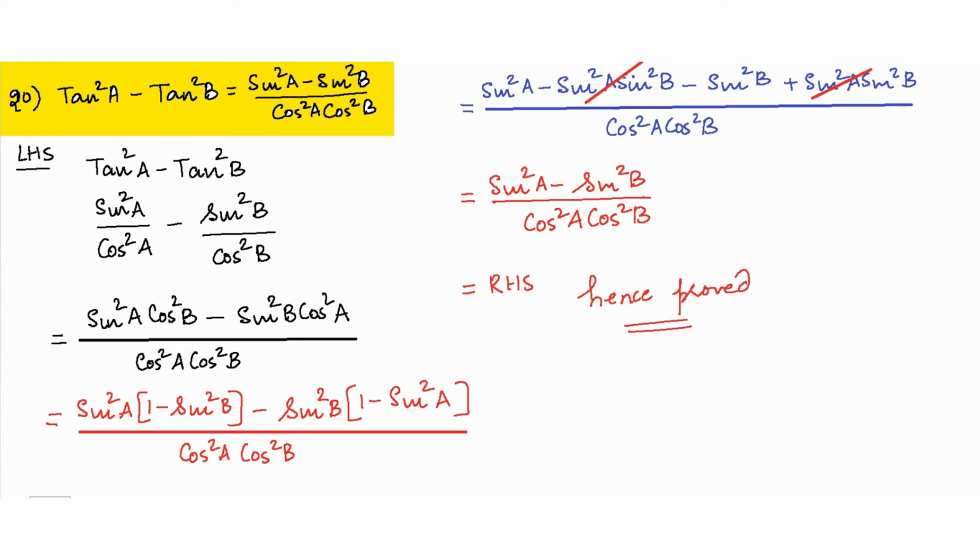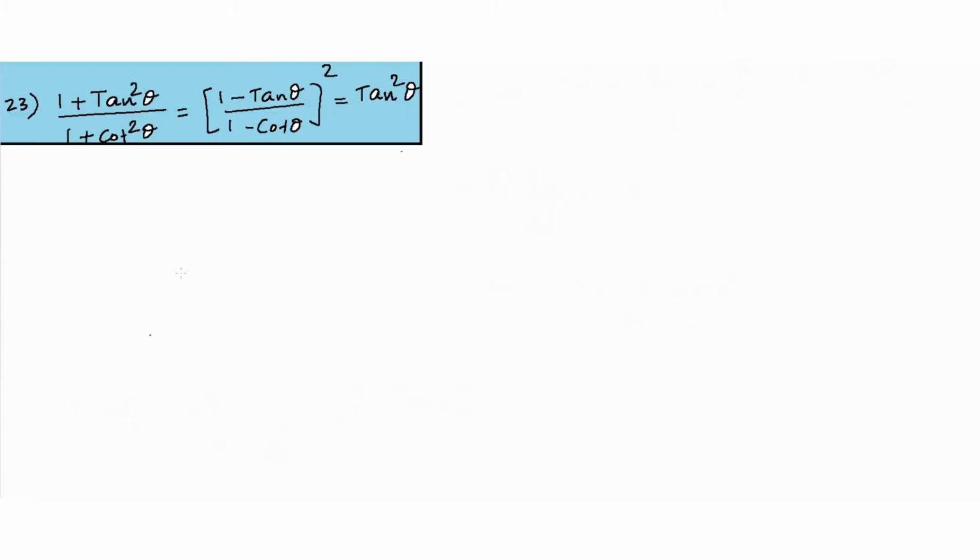Okay, let us continue with the next question now. Okay, this is our next question. Again, I have three terms to prove here. The first one is (1 + tan²θ) / (1 + cot²θ).